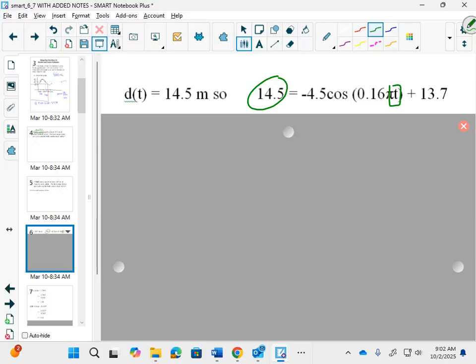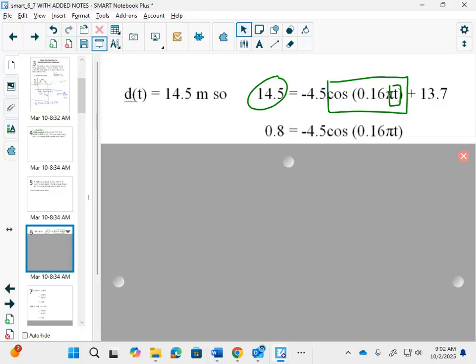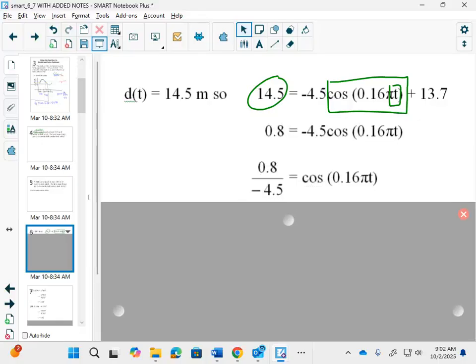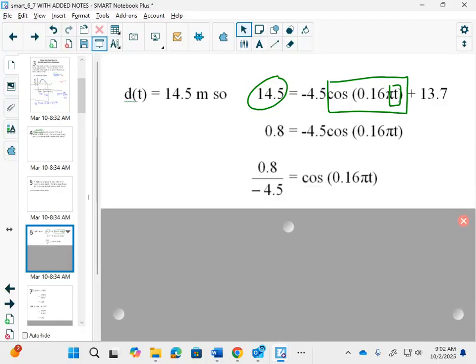So the first thing I'm going to do is I'm going to rearrange my equation to just get my cos by itself. Because then you can use your cast rule, reference angles, and things to solve. So you would move the 13.7 over, divide by negative 4.5, and that gets your cos by itself.